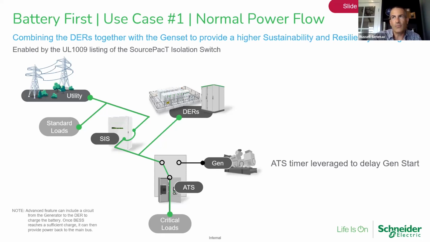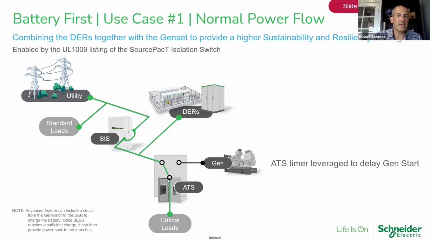And so batteries in their natural form easily get to that point, because they are used in UPSs and things like that today as a standard. What hasn't been there is that isolation switch. So now with the adoption of the new UL standard for the isolation switch, there's an opportunity to use the battery and the generator in the same series of events.